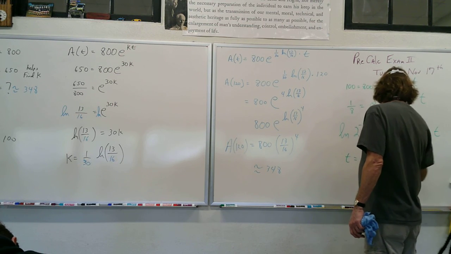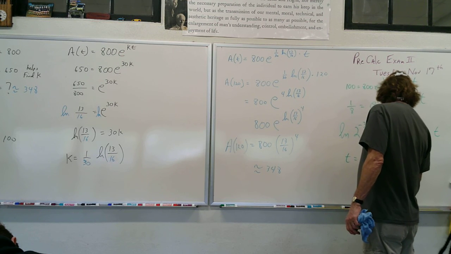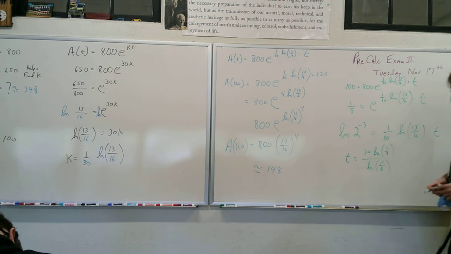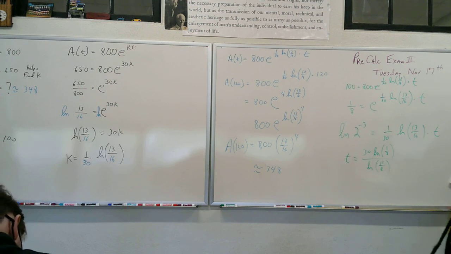Now, if you want, t is going to equal the natural log of 1/8 times 30 divided by the natural log of this 13/16 stuff. And you just punch that in your calculator. They're all going to work this way.